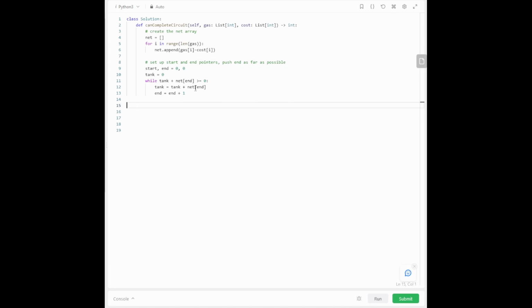Now, there's a special case where it happens that we've completed our loop already. So let's check for that. If end equals the length of gas, meaning if end equals the total number of gas stations, it means we've gone through every single station on this route, and our starting position is actually 0 because we've never even changed start yet. So that's a special case.